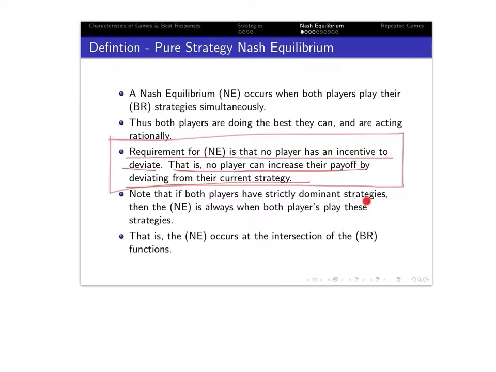So note that if both players have strictly dominant strategies, then the Nash is always at the intersection of their strictly dominant strategies.